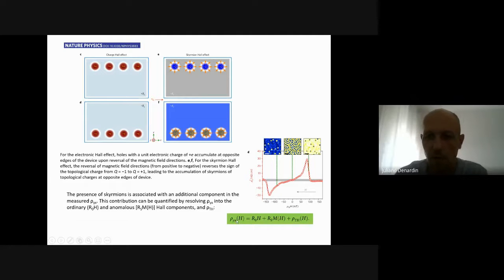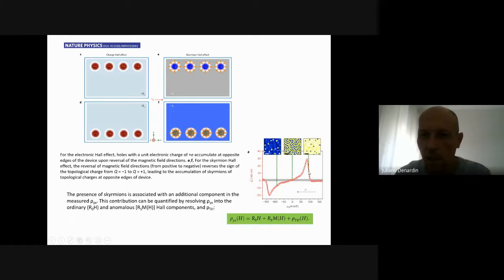This is the equation of the extraordinary Hall effect in magnetic materials. There is one part of this Hall effect that is proportional to the field and proportional to the resistance. The second part is proportional to the magnetization that is perpendicular to the plane, especially in multilayers that have perpendicular anisotropy. And the last part is the contribution from the skyrmions to the Hall effect. This part can be extracted from the difference between the magnetic and Hall effect curves.